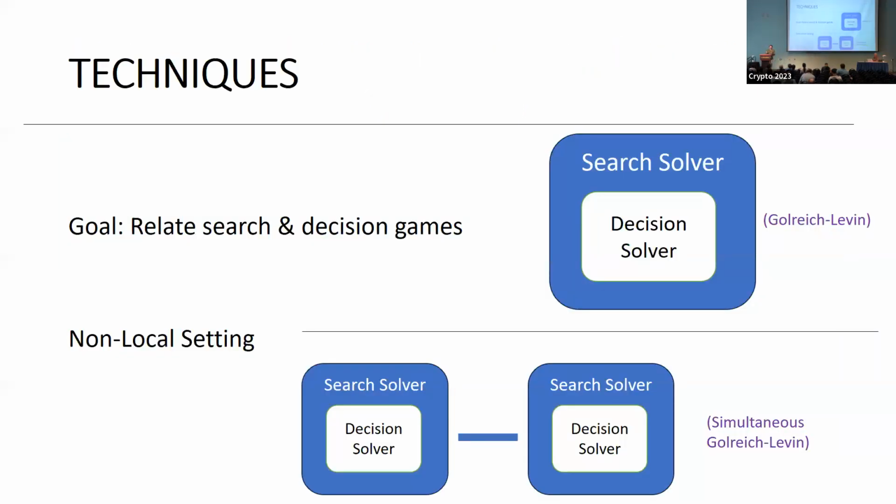And for the rest of the talk, I'd like to talk about our techniques. So conceptually, our goal is to understand non-local reductions. And in particular, we want to understand reductions of the form where the inner adversary is a decision solver and the outer adversary is a search solver. And you'll recognize this from the famous Goldreich-Levin extraction. In the non-local setting, it would be trying to do this simultaneously for Bob and Charlie.